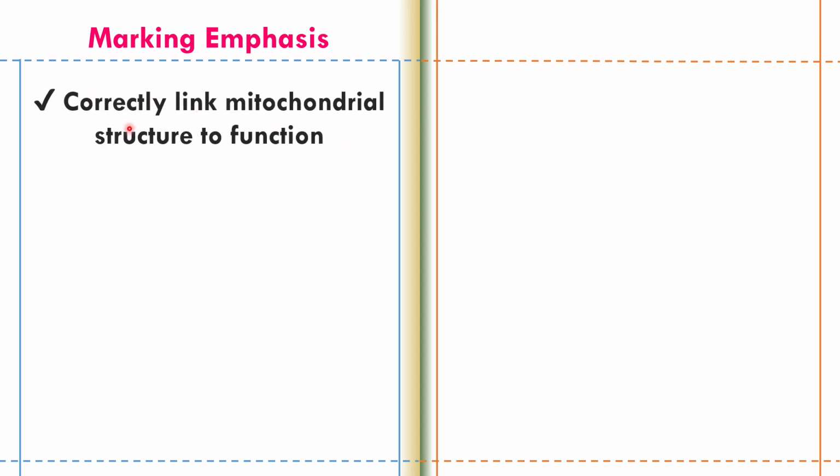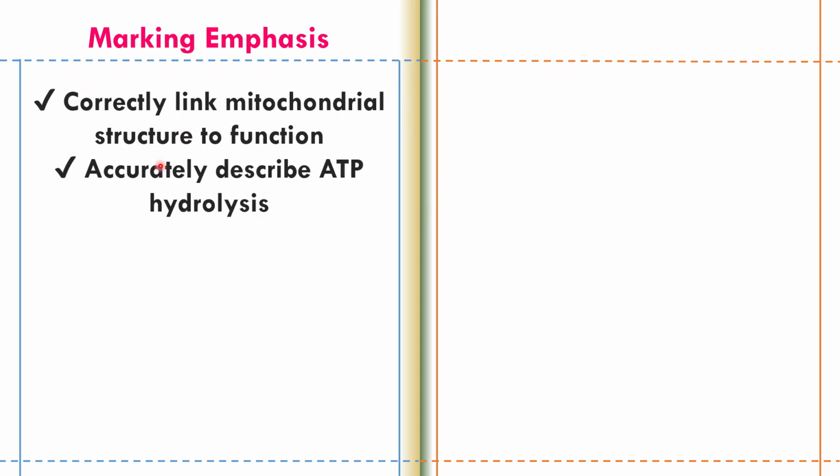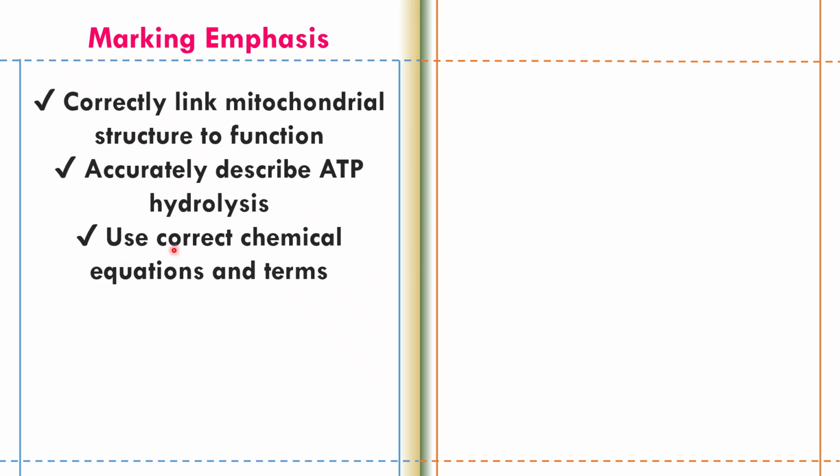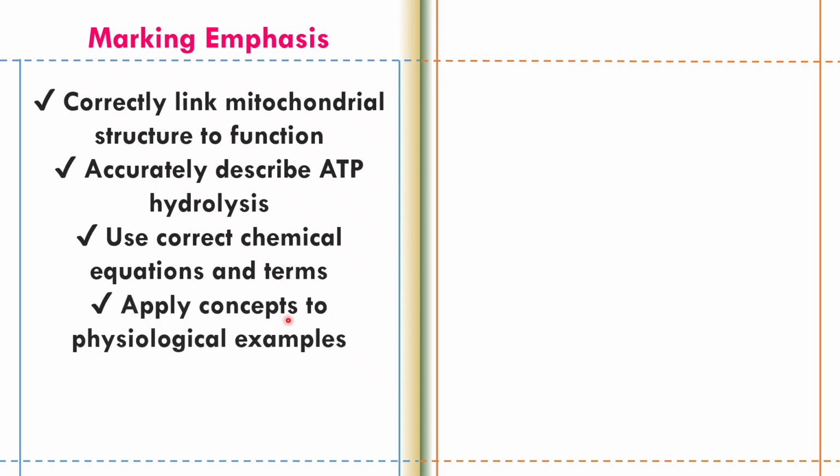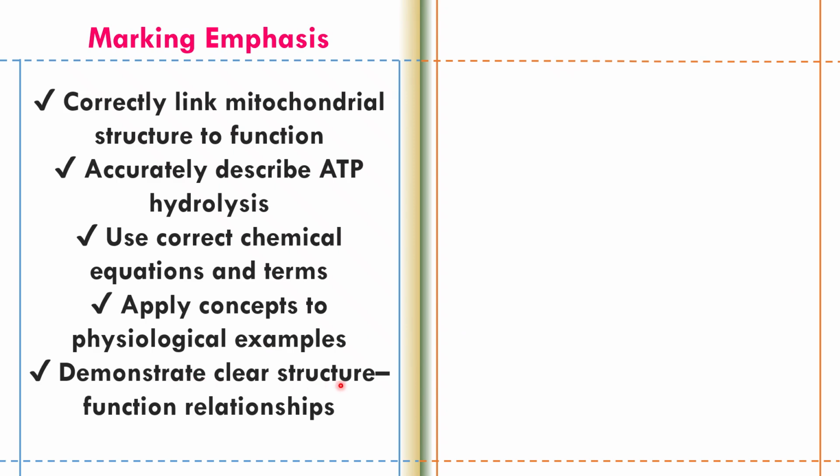Marking emphasis. Correctly link mitochondrial structure to function. Accurately describe ATP hydrolysis. Use correct chemical equations and terms. Apply concepts to physiological examples. Demonstrate a clear structure-function relationship.